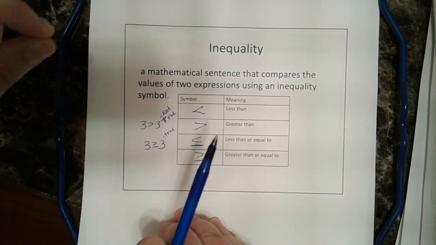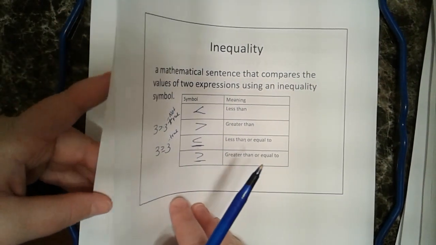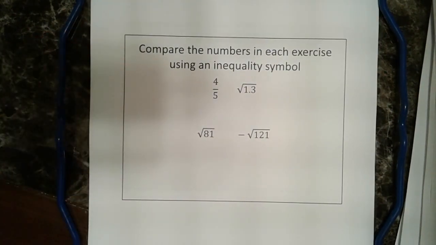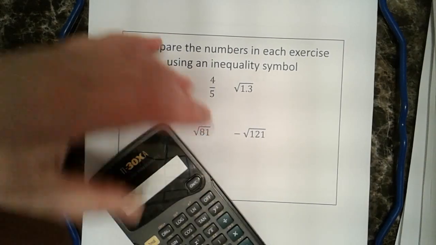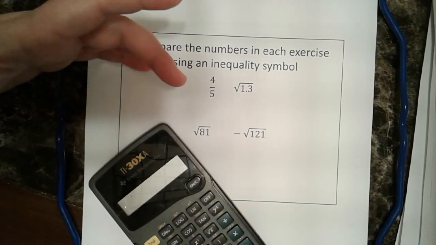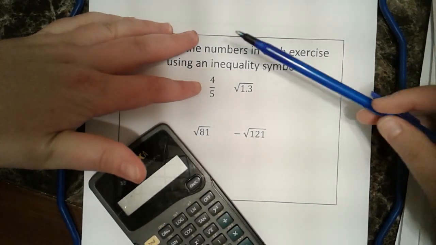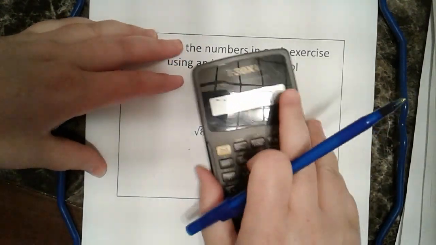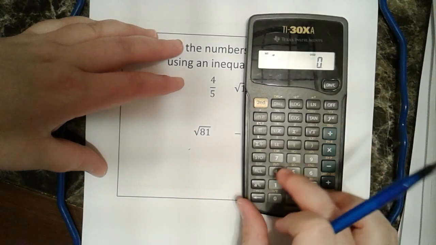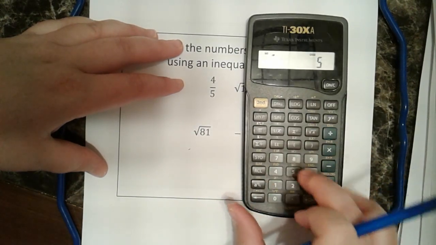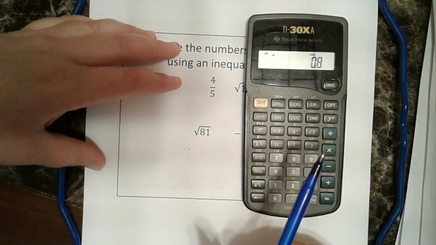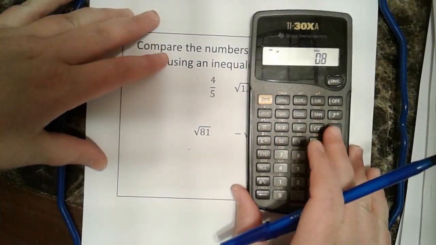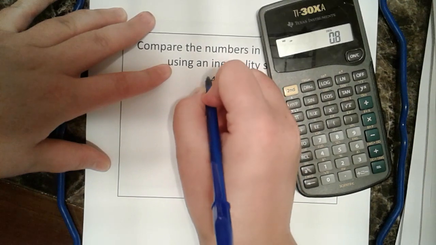What we're going to be doing is actually comparing our numbers. The biggest thing on this one is knowing some tricks. First of all, I can write 4/5 as a decimal. I can plug it into the calculator as 4 divided by 5, or I can make it a fraction and change it to a decimal. So 4/5 is really 0.8.